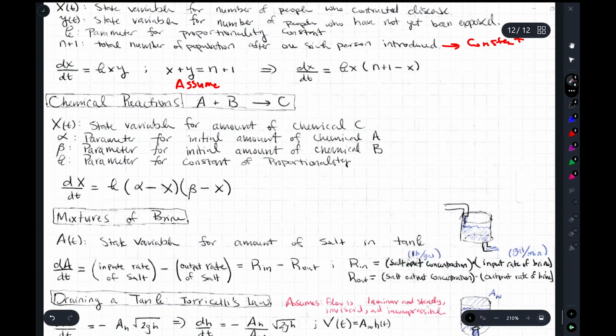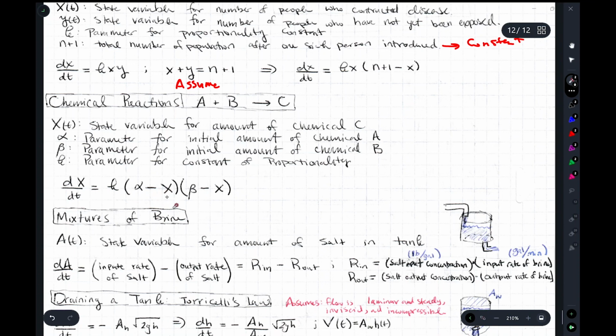What about chemical reactions? We could also model chemical reactions using differential equations. If we let X be the state variable for the amount of chemical C, and we assume that 1A and 1B combine to make 1C, we could formulate this simple differential equation to solve this problem. So when there is no amount of C molecules, the rate of change for C will be highest at K times alpha times beta, because X would be 0.